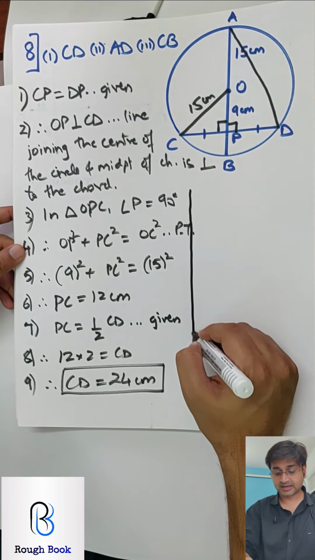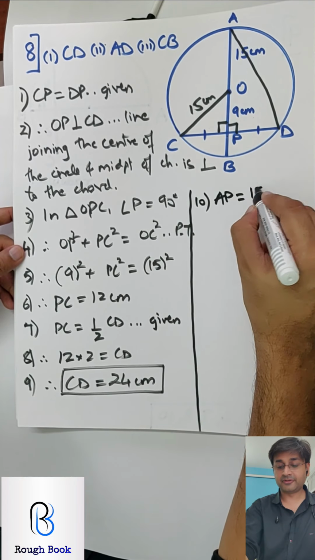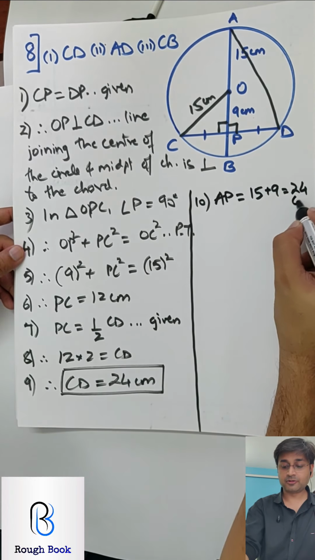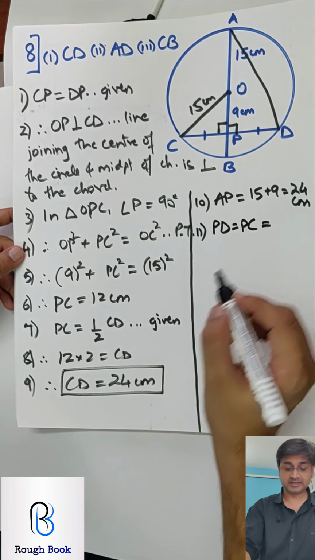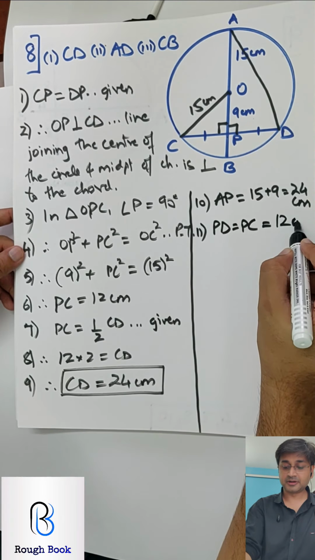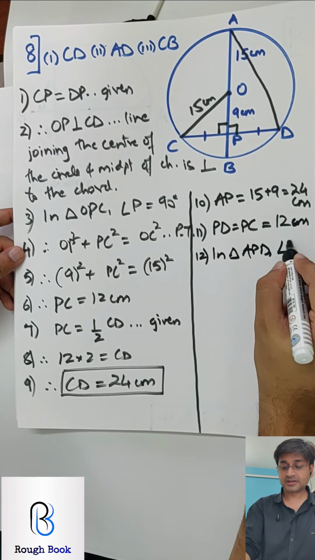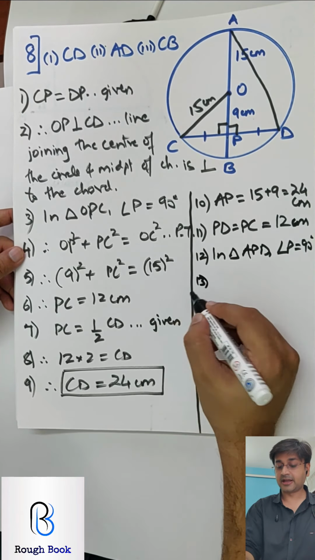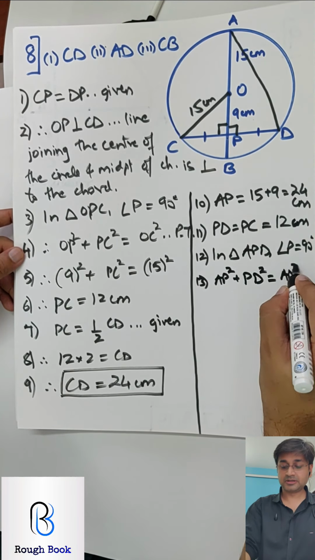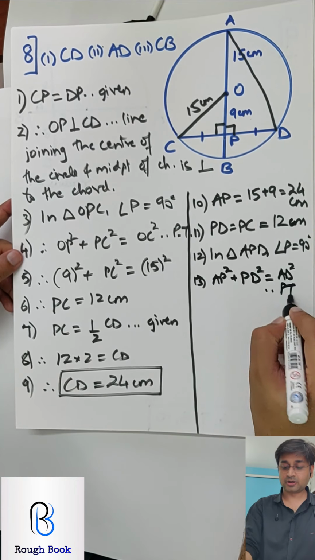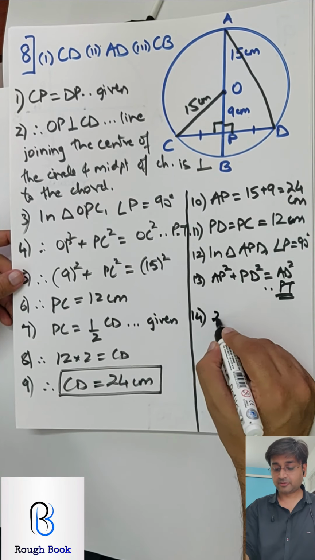So let's try, step number 10 onwards. So step 10, first I will say AP is 15 plus 9, 24 centimeters. Then I will say PD equals PC equals 12 centimeters. And finally I will jump into the triangle APD, stating that P is 90 degrees and applying Pythagoras. So AP squared plus PD squared equals AD squared. Reason: Pythagoras Theorem. So therefore, how much is AP? AP is 24.